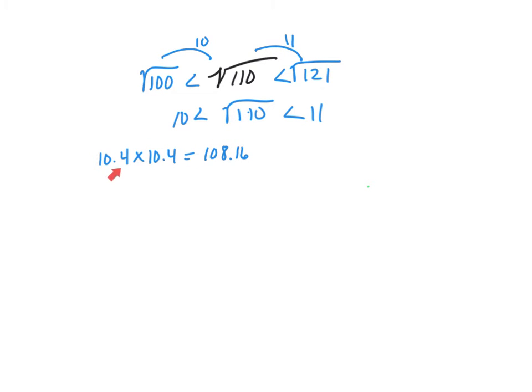So I'm going to add a tenth to this number, and we're going to try an estimate at 10.5. So I'm going to square 10.5, and I get 110.25. That is very close. That's actually closer to 110 than the 10.4 squared, which is 108.16. So I can say that the square root of 110 is approximately 10.5.